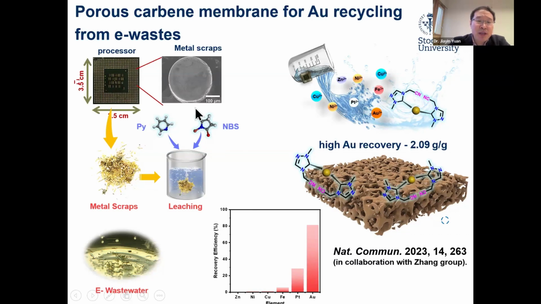So what we demonstrated here is that we dissolve those metal scraps in a solution to form so-called e-waste water. You can imagine now you have mixed metal ions inside. Then we dip our porous PIL membrane inside. Now the carbene chemistry works to extract gold and platinum from the waste water. The capacity we reach here for gold is roughly 2 grams of gold captured by 1 gram of the porous membrane. It's very efficient.